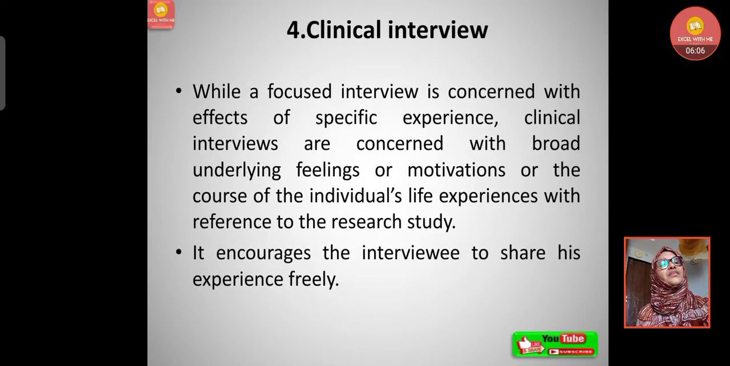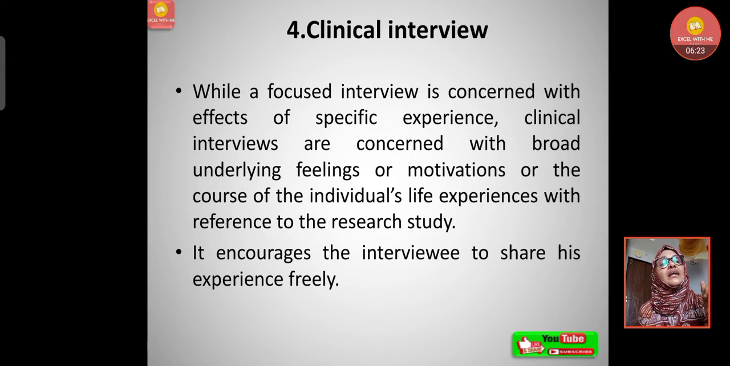Now the fourth one, clinical interview. While a focused interview is concerned with the effects of a specific experience, clinical interviews are concerned with broad underlying feelings or motivations, or the course of the individual's life experiences with reference to the research study.